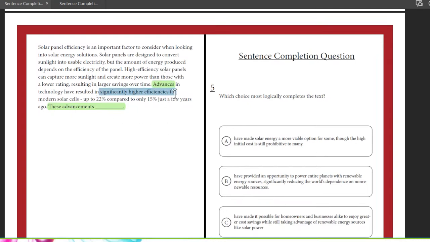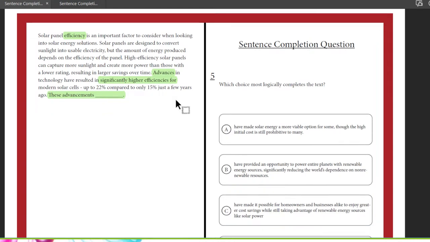So significantly higher efficiencies. And I also like to sometimes just take a quick look at the very first thing in the paragraph, because that'll tell me what it's all about. And so I see that this idea of efficiency is really important here for this paragraph. Like, it's focusing on how efficient the solar panels are. And without even reading the rest of this, I kind of know that it's going to be talking about that. So again, just focusing on what I need to read.